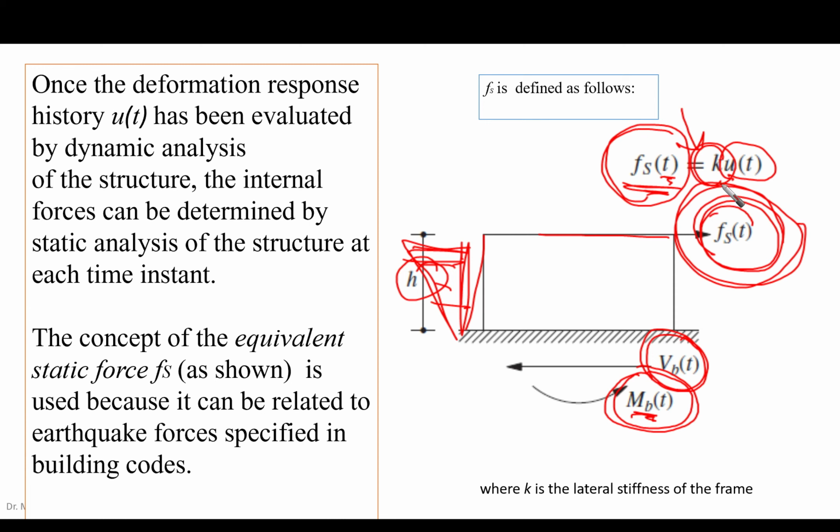Okay, so k times u of t. Remember that u of t, we obtained it from the solution of the equation of motion. K can be defined easily. K is the lateral stiffness of the frame. If we know our columns here, then our k can be obtained easily. Okay, so this is the meaning of our f of s. This is how we can obtain the internal forces. After that, with this f of s, we can use static analysis, and we can get the lateral forces, the internal forces in beams, columns and joints.